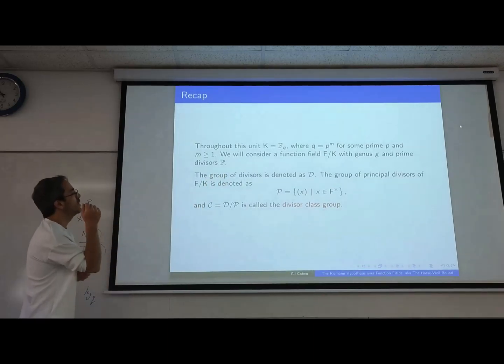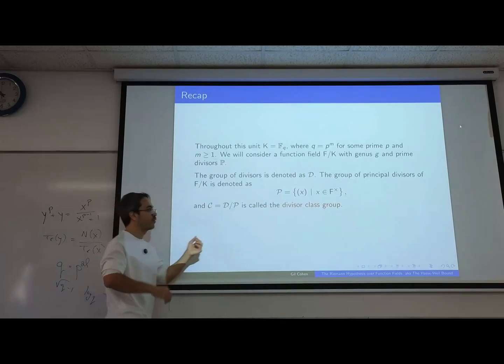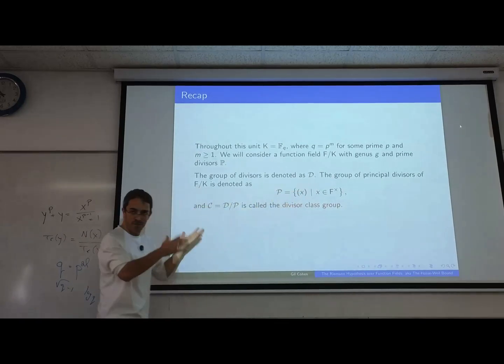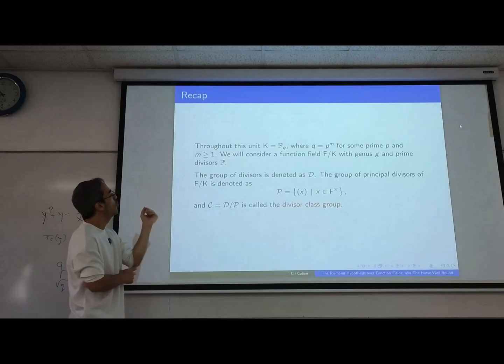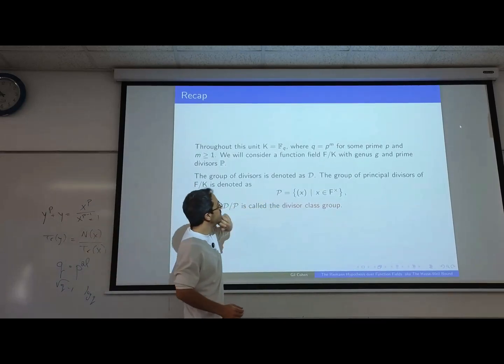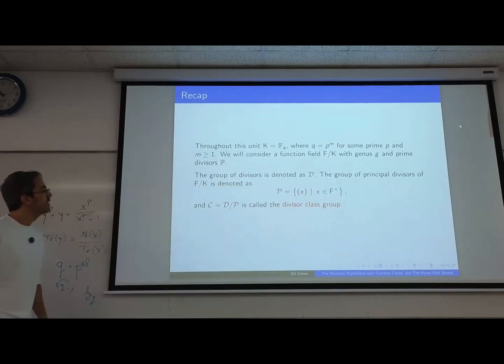Now, I don't know if you remember that, but these are notations that I need today and we haven't used for quite some time. So this calligraphic D is the set of all divisors of the function field, and the group of principal divisors is this group. You take every non-zero element, you look at the principal divisor, that's what you get.